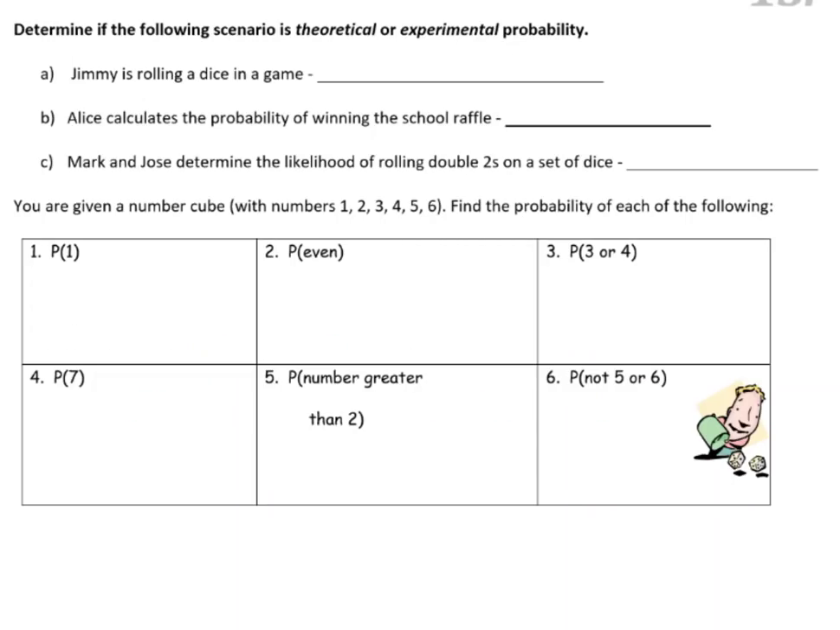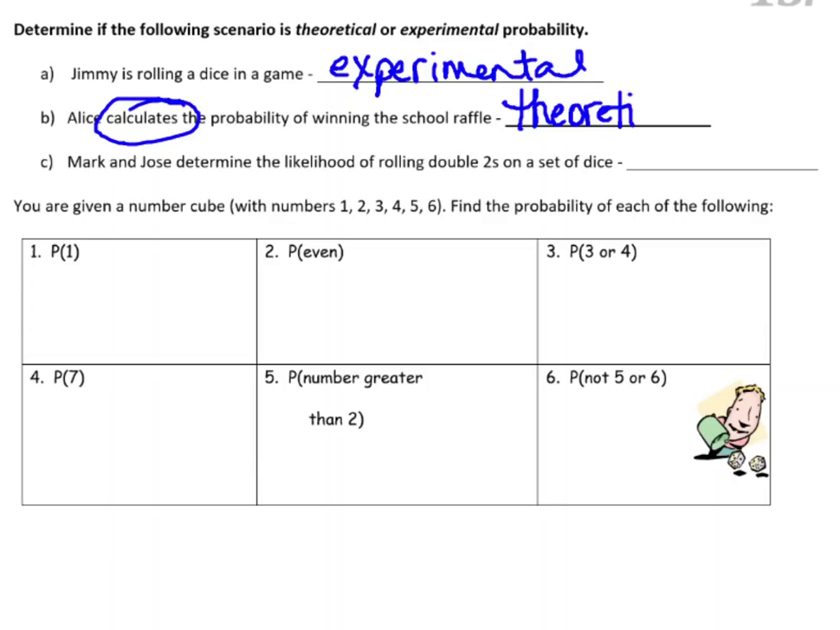Jimmy is rolling a dice in a game. So that would be experimental. He is doing something. Alice calculates, there's our keyword, the probability of winning the school raffle. That's theoretical. Mark and Jose determine the likelihood. So they're not actually rolling them, they're determining them, so it's theoretical.